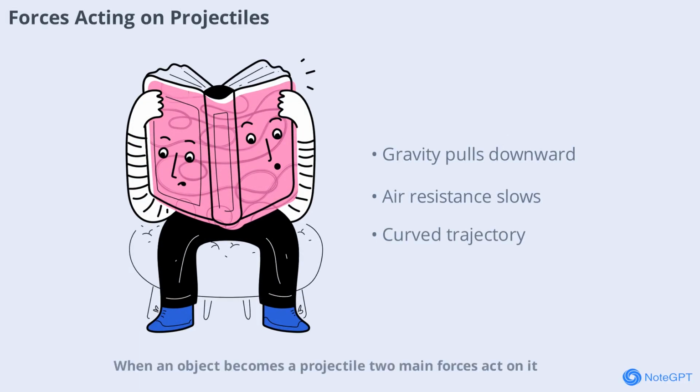When an object becomes a projectile, two main forces act on it: gravity and air resistance. Gravity pulls the object downward, giving the path its characteristic curve. Air resistance, on the other hand, slows the object down, especially at higher speeds or with larger surface areas. In most basic physics problems, we ignore air resistance to simplify calculations, but in real life it can have a significant effect. Next, let's break down the motion of a projectile into its horizontal and vertical components.